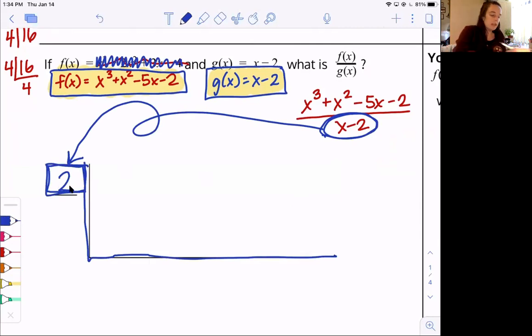Cool. So I have a 2 over here. Make it a little less sloppy here. I've got a positive 2. That's my first step. My second step is I'm going to write the coefficients of my numerator right here.